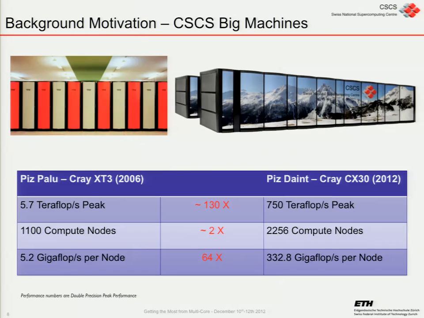Now, the number of compute nodes, yes, we bought more of them. We've probably spent about twice as much money on the machine. So that's where some of that power goes. But the rest of it, all of that is sitting down in watts on a node, 64x performance.